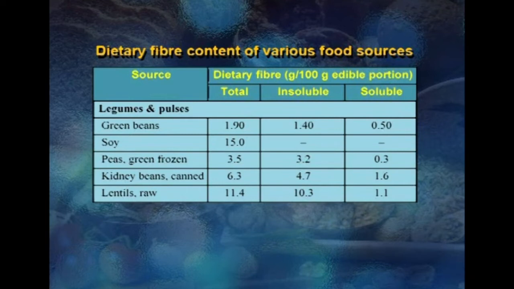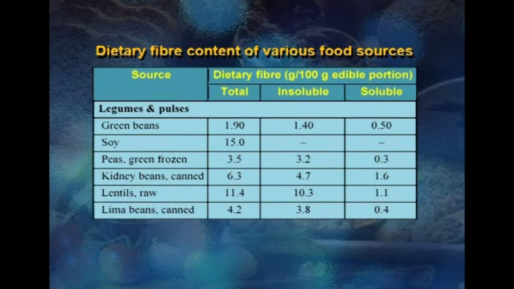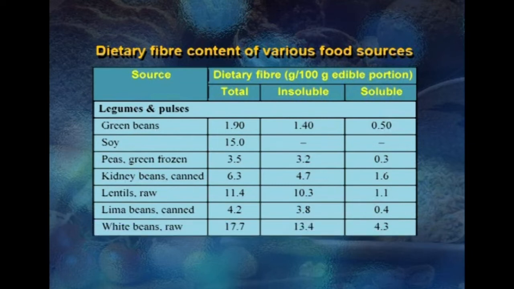have got 11.4 grams of fiber, which is a very good source of dietary fiber, out of which 10.3 is insoluble and 1.1 gram is soluble fiber. Lima beans and canned beans have got 4.2 grams of fiber, out of which 3.8 is insoluble and 0.4 is soluble fiber. We have some other kinds of white beans and other raw vegetables which have a dietary fiber content of anywhere between 5 to 17.7 grams, out of which 13.4 is insoluble fiber and 4.3 is soluble fiber.